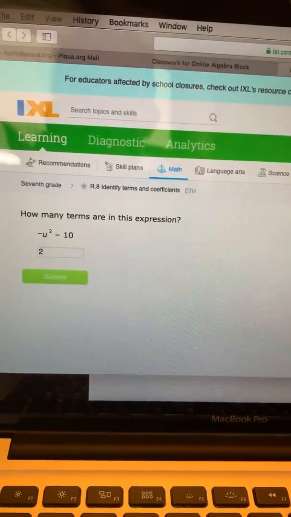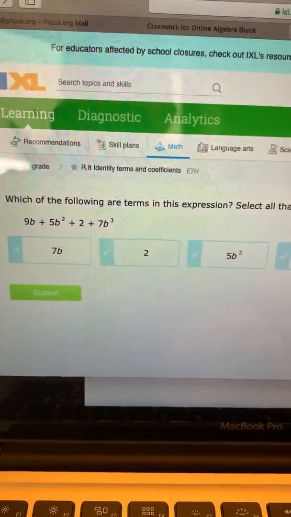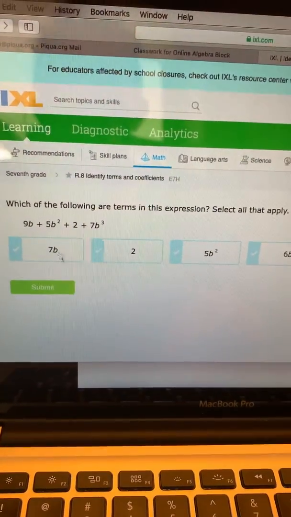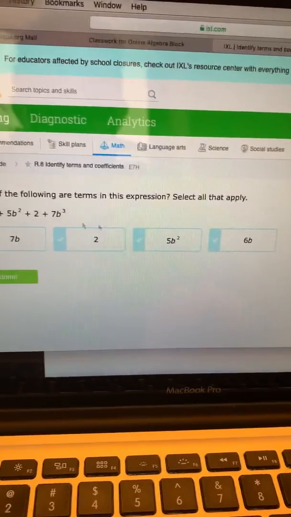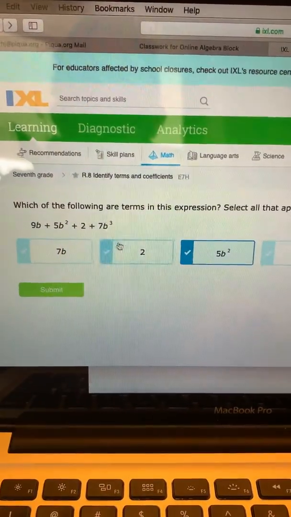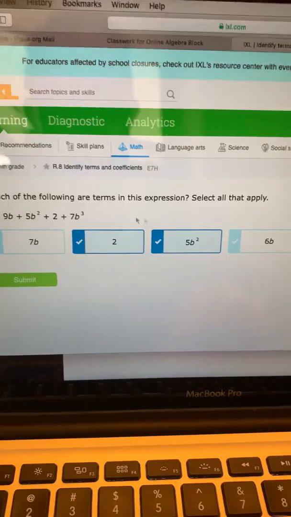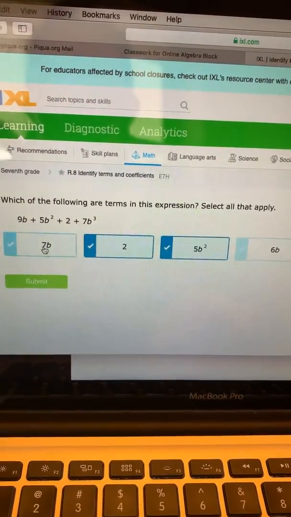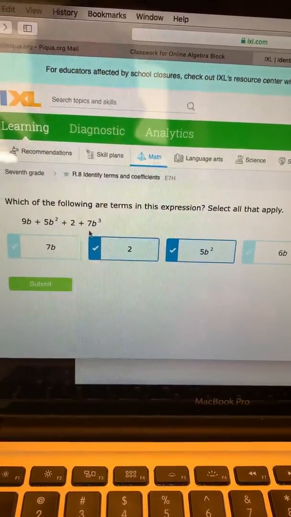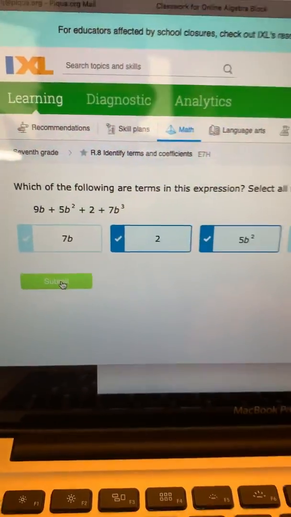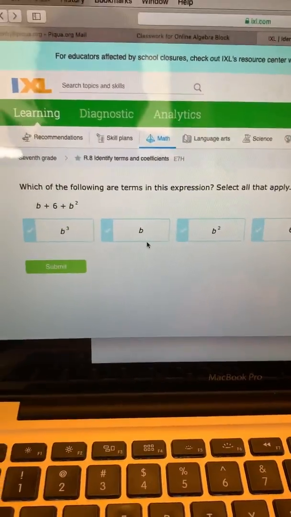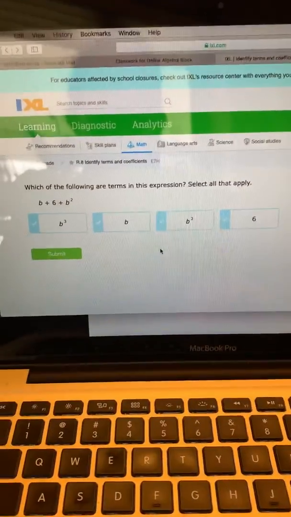Back to how many terms are in this expression. Which of the following are terms? So 9b is a term, which isn't there. 5b squared is right there. 2, and then 7b to the third is not an option. These are not the same. 7b to the third and 7b are not the same thing. So don't pick that one. And so on and so forth.